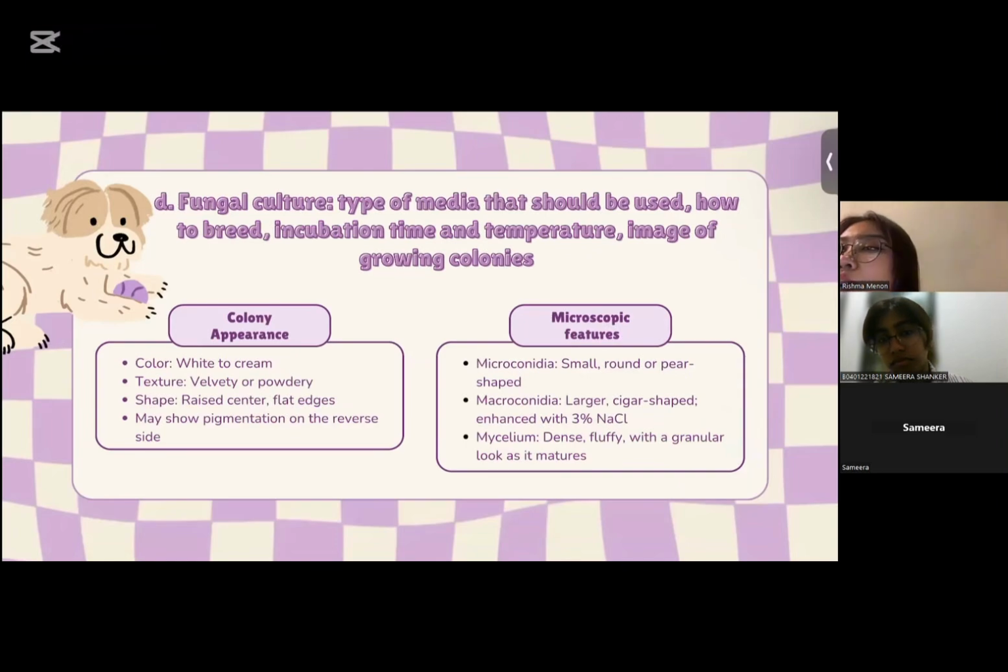Okay, as for colony appearance, as we can see in the previous picture, the colony is white to cream. As for the texture, it's very velvety or powdery, and the shape is raised at center and flat at the edges, and may show pigmentation on the reverse side. Microscopic features: microconidia are small, round, and pear-shaped. Macroconidia are large and cigar-shaped, and observation could be enhanced with 3% NaCl. And we could observe the mycelium, which is dense and fluffy with a granular look as it matures.